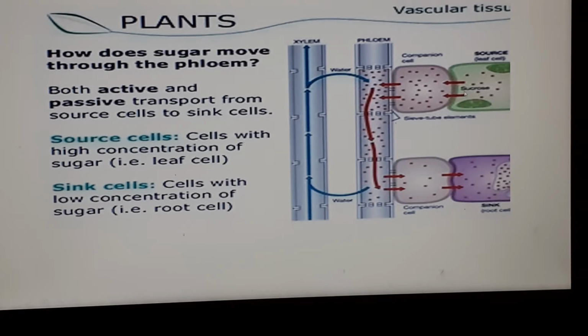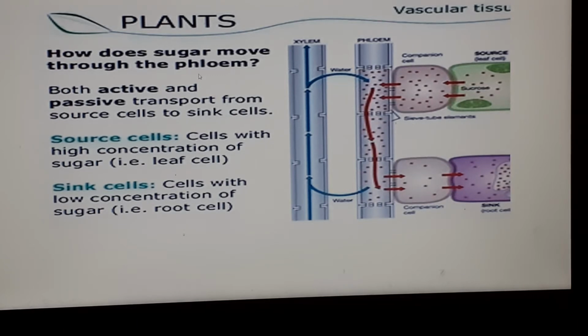So what will happen? It comes to the next one, the companion cells. The phloem has different cells. This companion cell comes, then it comes to this phloem part. And once it gets it, here it goes to the sink cell, where it is needed. It is needed by other branches, or sometimes it is stored as fruit. So it comes down here.